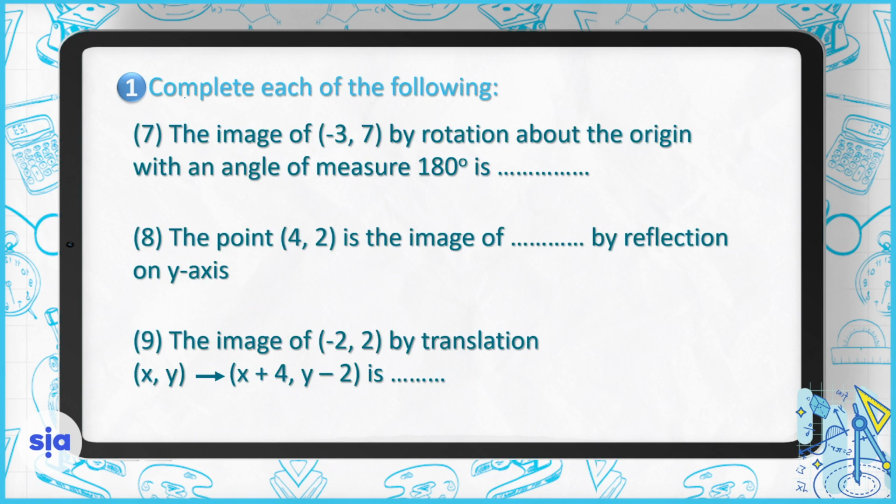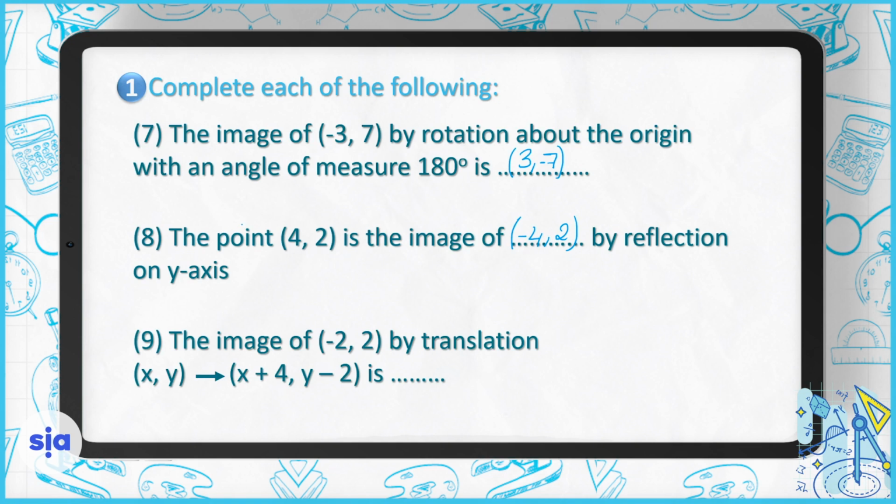Question 7. The image of negative 3, 7 by rotation about the origin with an angle of measure 180 is 3, negative 7. We change the sign of x and we change the sign of y. So it becomes 3, negative 7. Question 8. The point 4, 2 is the image of what by reflection on the y-axis? Reflection on the y-axis we change the sign of x. So it's negative 4 and 2.